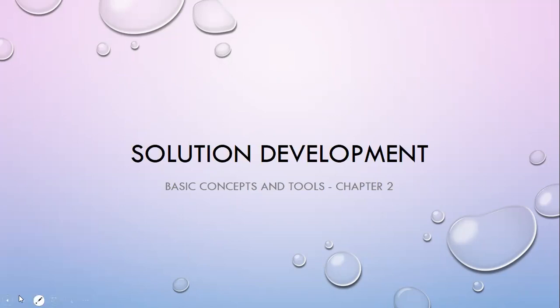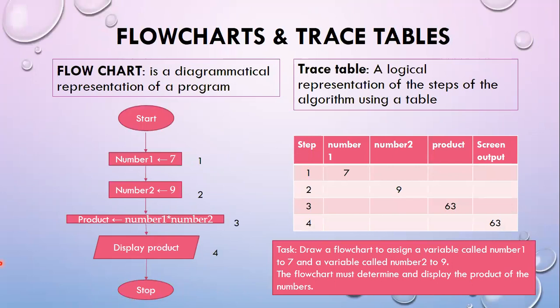Okay, so let's take a look here. So let us take a look at flowcharts and trace tables. Okay, so a flowchart is a diagrammatical representation of a program. So basically, it is a picture of the program. A trace table is a logical representation of the steps of the algorithm using a table. Now, I'd like you to get into the habit whenever you do a new program that you will do a flowchart and practice a trace table.